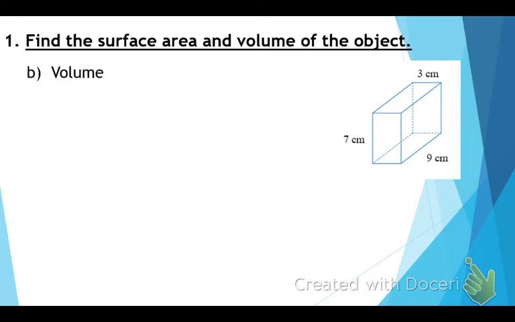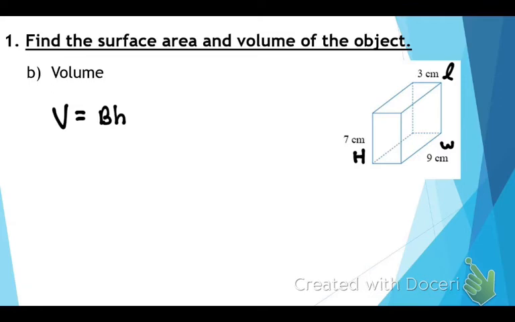All right, so looking at the next one, we are still looking at the same exact shape here, this rectangular prism, okay? So we still know this is our height, this is our width, that's our length. Before we do anything else with volume, you have to know what the shape is of the base. Guys, what shape is the base of this? A rectangle.